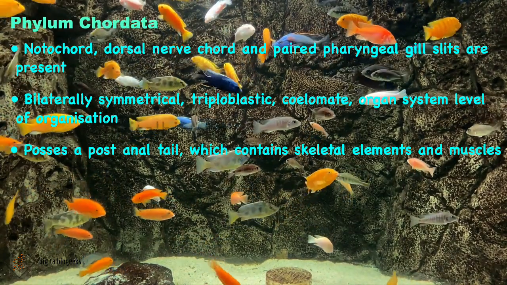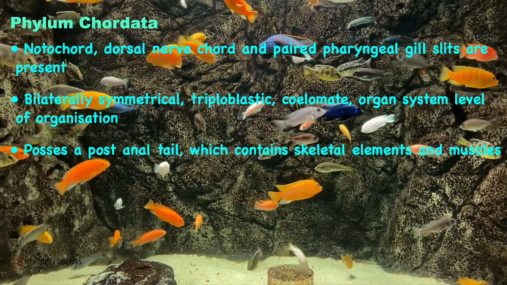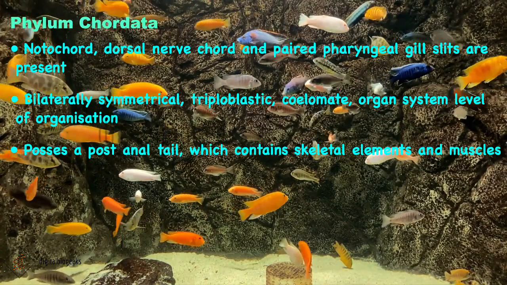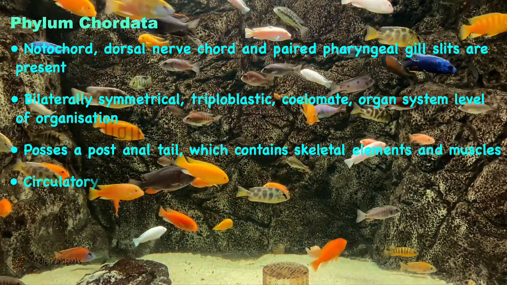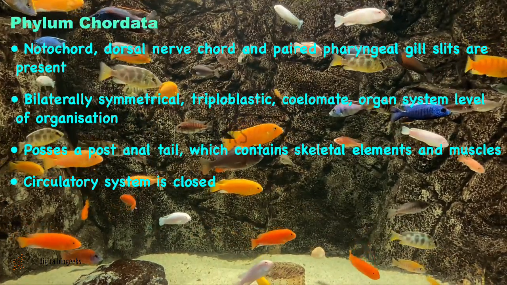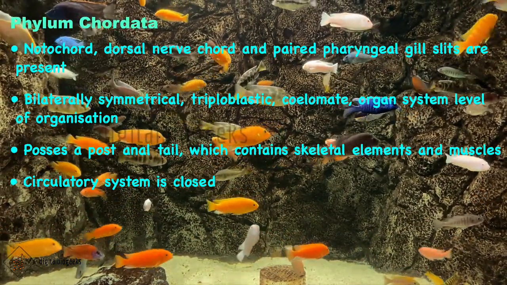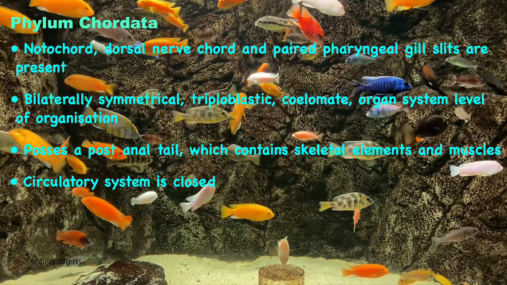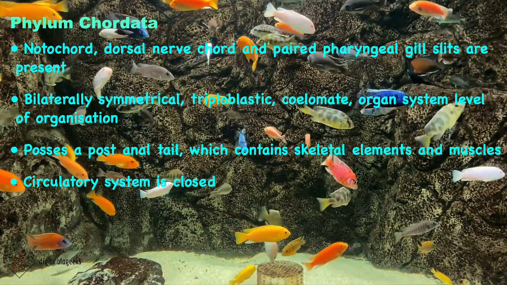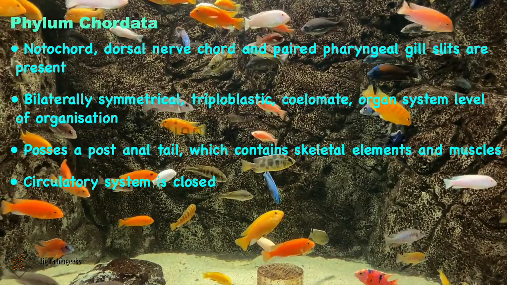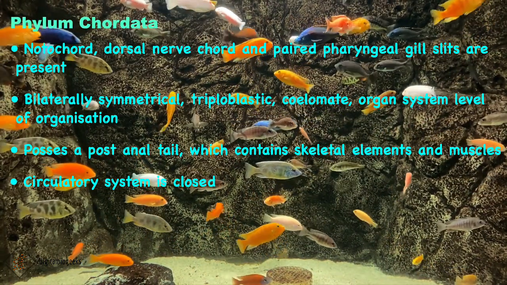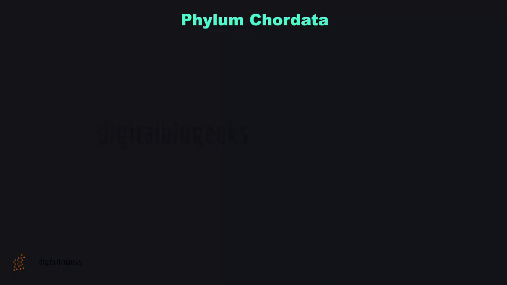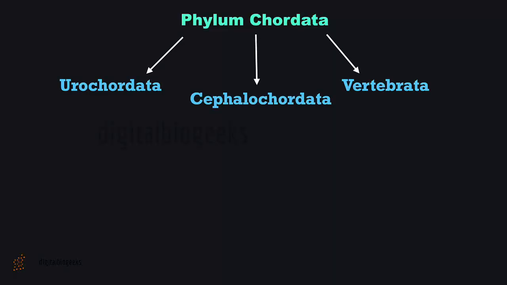They possess a post-anal tail. The post-anal tail is a posterior elongation of the body extending beyond the anus. The tail contains skeletal elements and muscles which provide a source of locomotion in aquatic species. In some terrestrial vertebrates, the tail also helps with balance, courting and signaling when danger is near. Circulatory system is closed in chordates. Phylum Chordata is divided into three subphyla: Urochordata, Cephalochordata and Vertebrata.